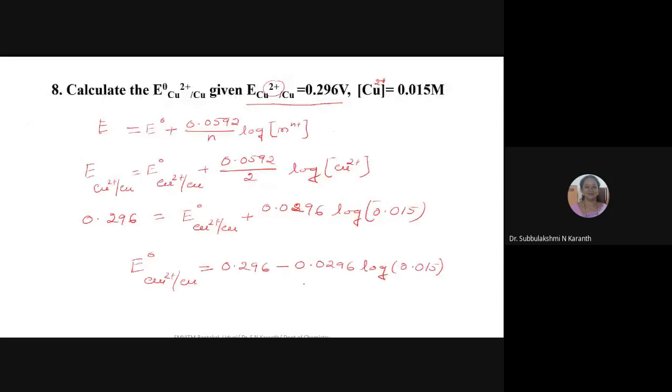Final answer, E naught plus bar Cu becomes equal to, after substitutions calculation, you will get 34984.